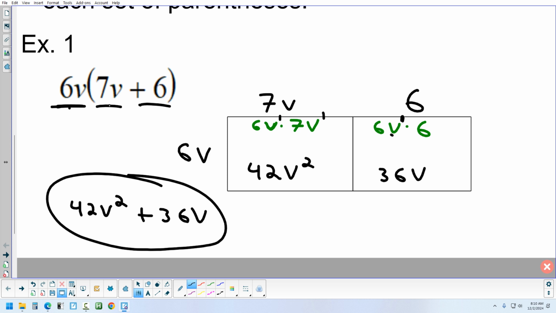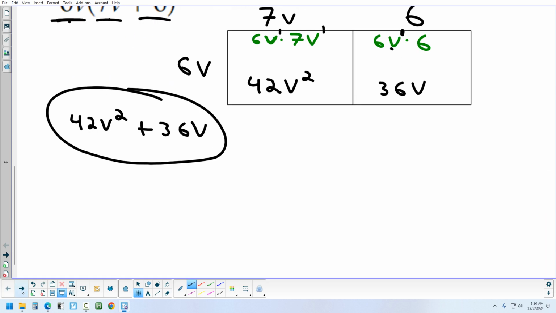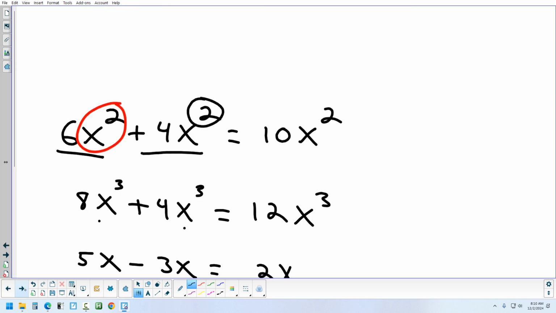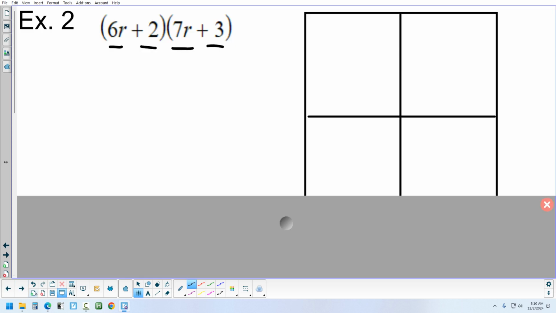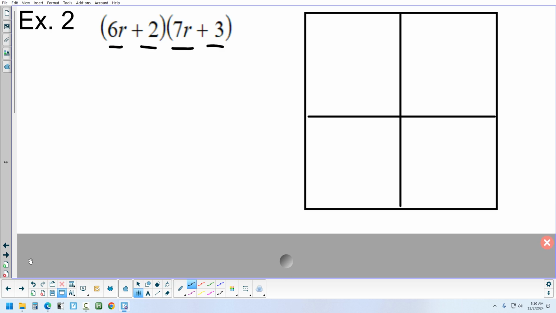Okay, now we're going to try a two-term and a two-term. But first, any question on that? Okay, let's try this one. Okay, so second one. It's set up to have 2 rows and 2 columns. So what I would do is let's take 6r and the 2. Okay, and if you put them across the top, you're not wrong. You can do it that way. That's exactly the same thing.